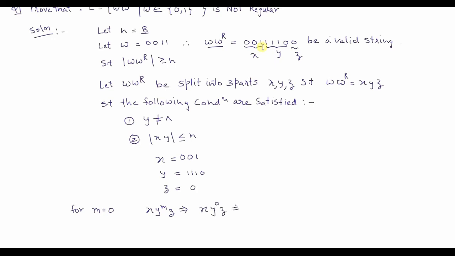So what will be x y raised to z? So x will be repeated once, 0 0 1, y raised to 0, that means the y component will not be repeated at all. Y is repeated 0 number of times, that means it is not at all repeated, and z will be a single 0. So what you get here is a single 0.